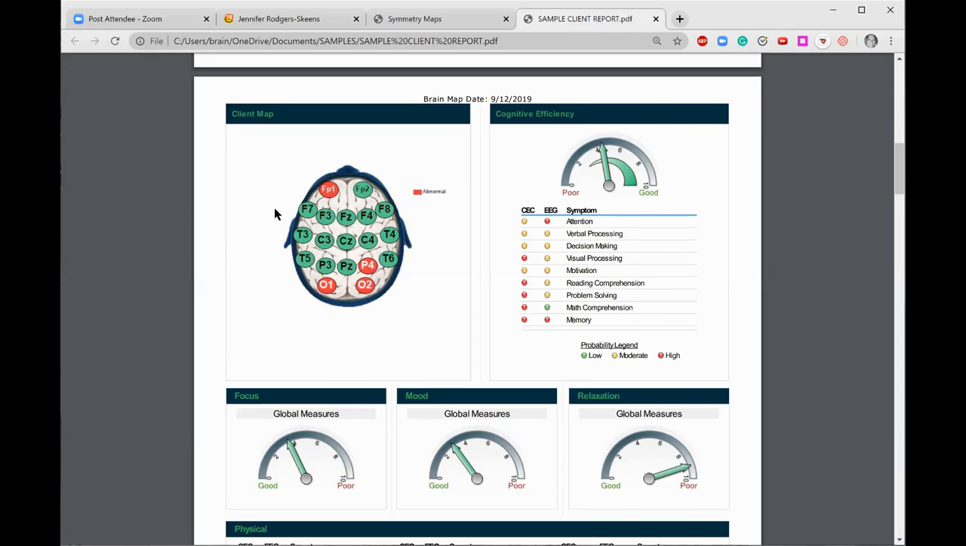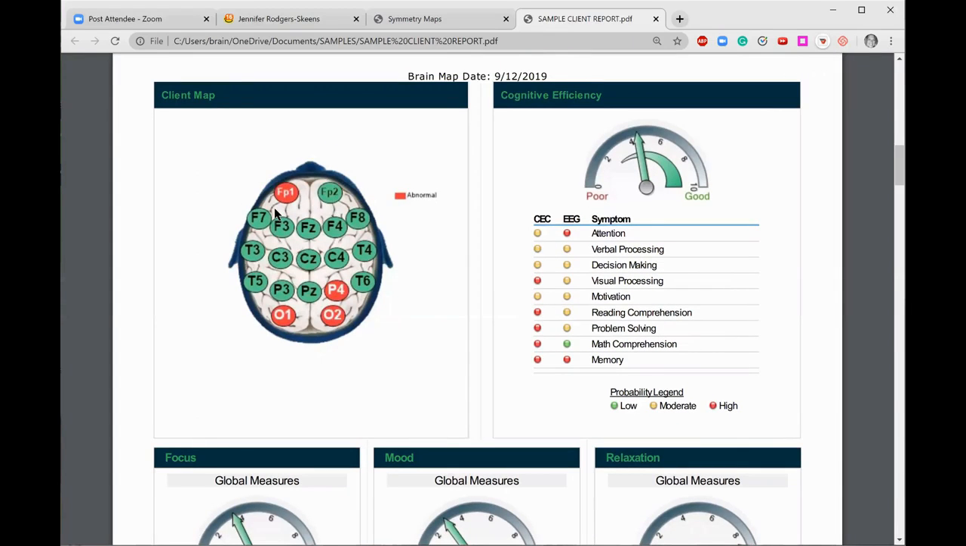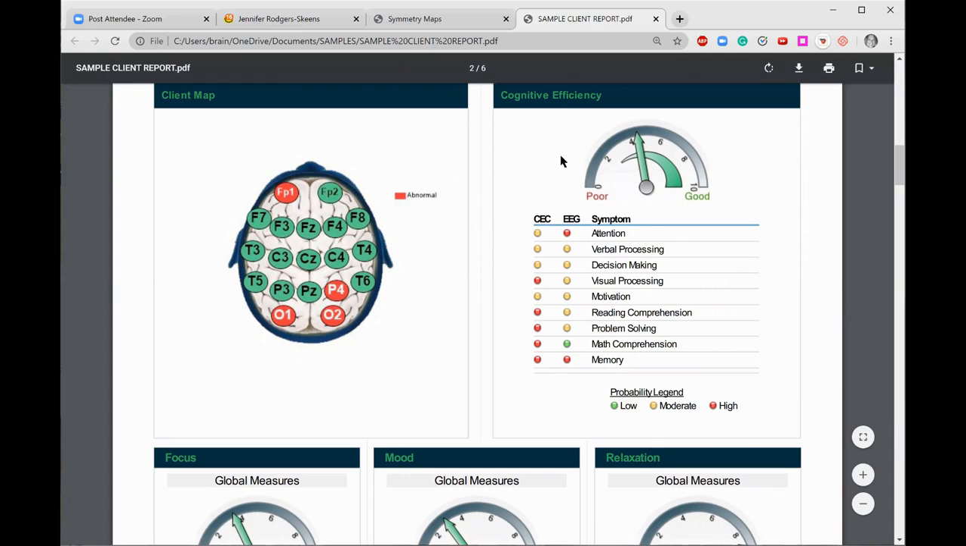The client map, the picture of the head in the upper left, is going to show us the 4 most dysregulated sites with your eyes open. This is usually a starting point for neurofeedback. It always is going to show 4 in red as the most dysregulated sites with your eyes open. This doesn't mean these are the only dysregulated sites. It's very limited on what this is showing us. It's just a starting point for neurofeedback.